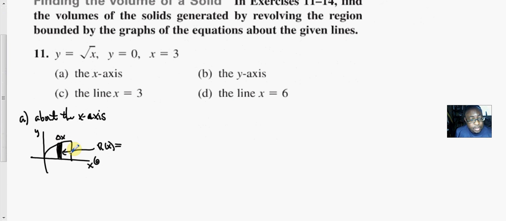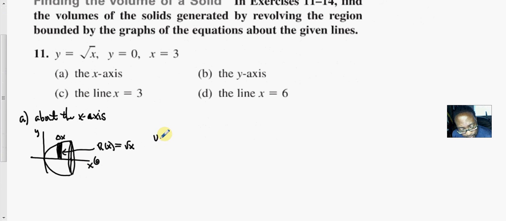So r of x is equal to the curve itself, the curve minus the base. We use the area formula from the previous section, the upper function minus the bottom. So here this is the square root of x minus 0, just the square root of x. Now, looking at this in its full sense, we have this shape of the disk.